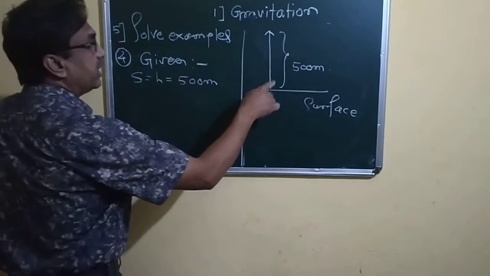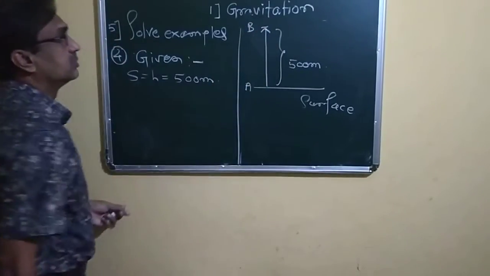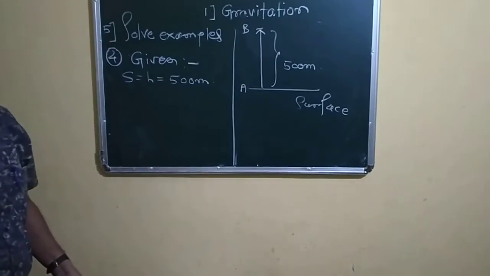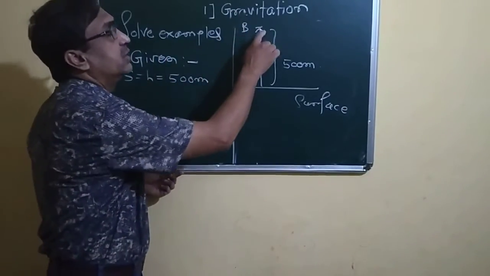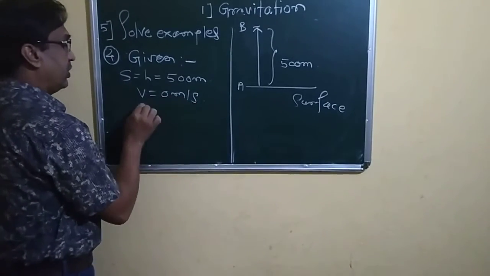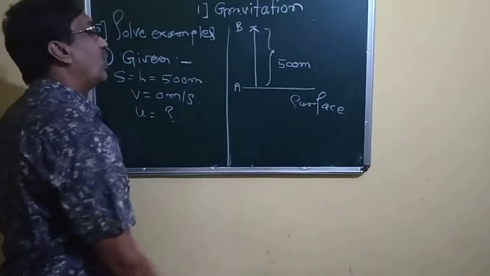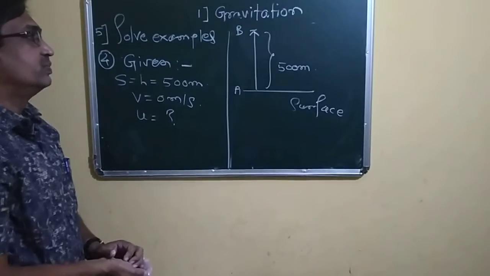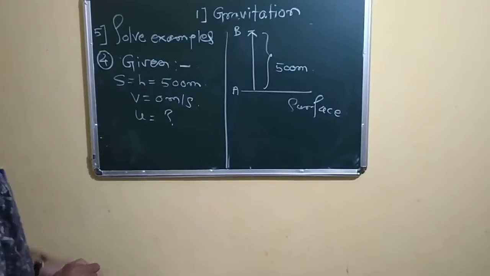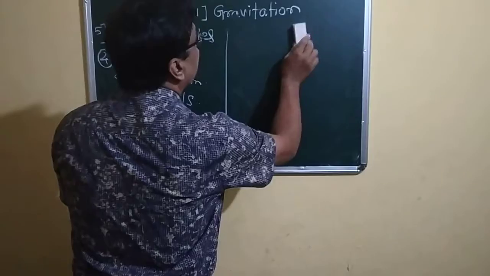After reaching this point, point B, when we throw the object in a vertically upward direction, at a certain point its velocity becomes 0, that is v is equal to 0 meter per second, and we have to find out u, its initial velocity. At what initial velocity must the object be thrown vertically upward so that it can travel the distance of 500 meter? By the given data, we have to use the formula.